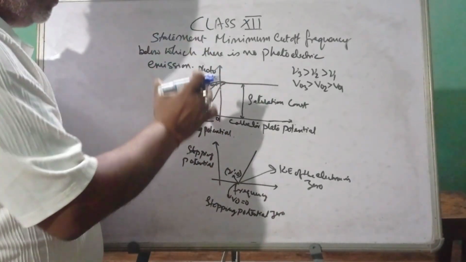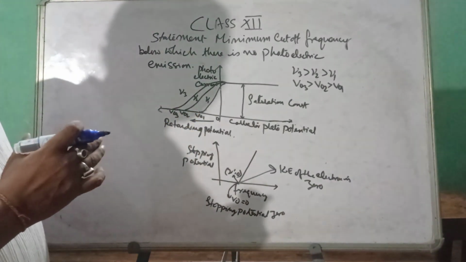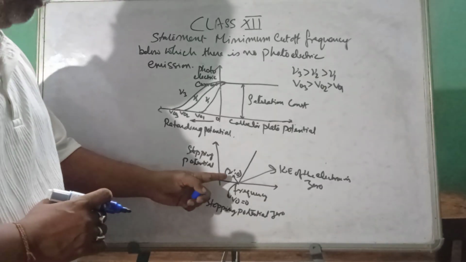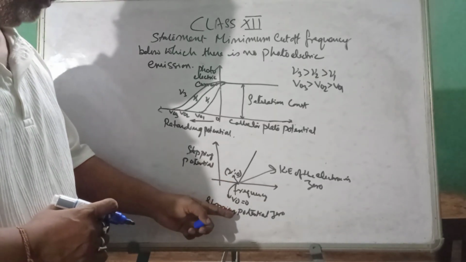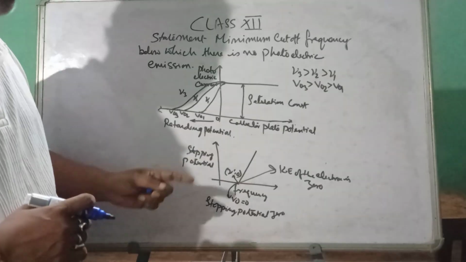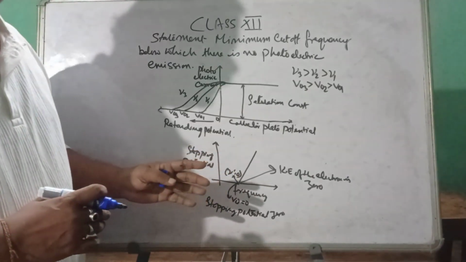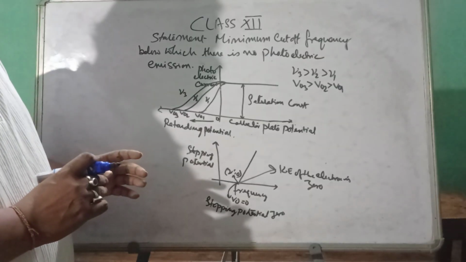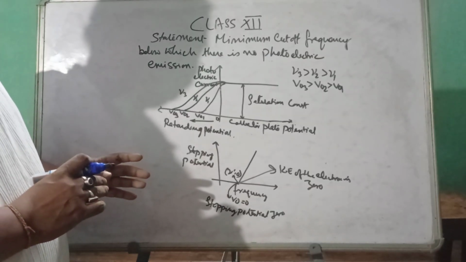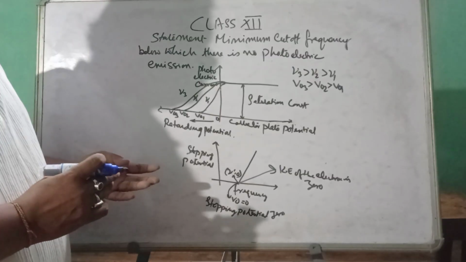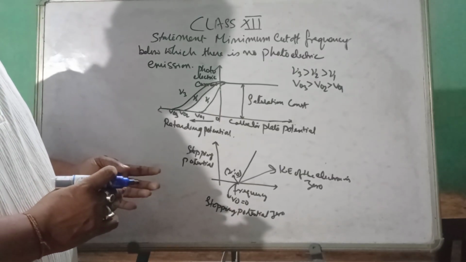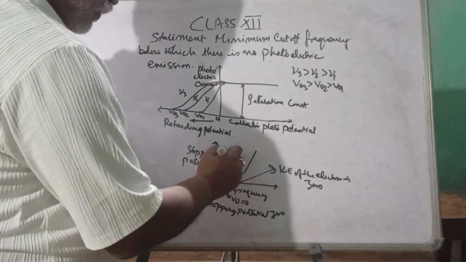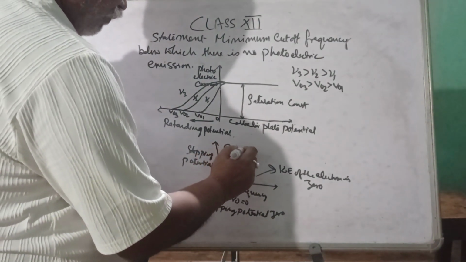So see how interesting it is. How they have proved in a systematic manner that at this frequency your stopping potential is 0. That means your kinetic energy is 0. That means the electron has just moved out of the plate and it is lying there, because at that stage your velocity is 0. So this frequency they call the cutoff frequency.